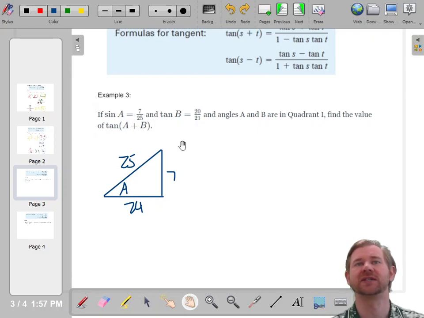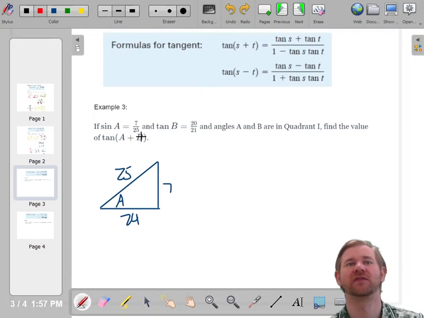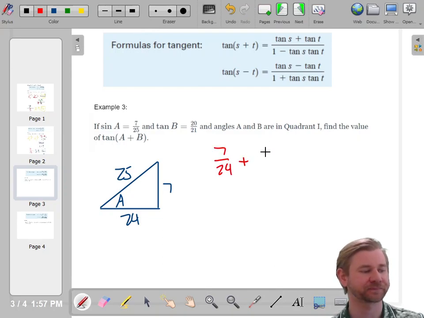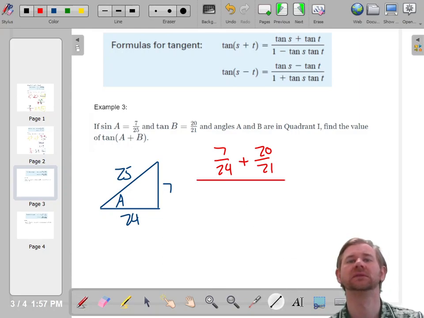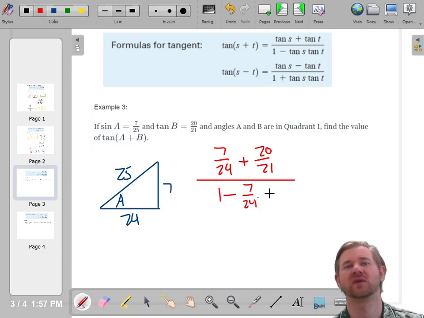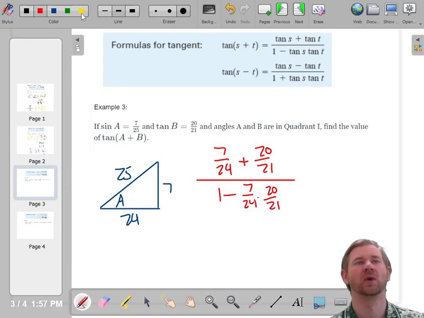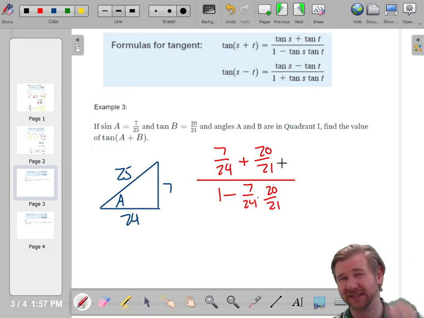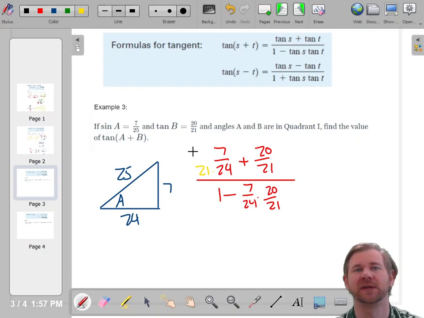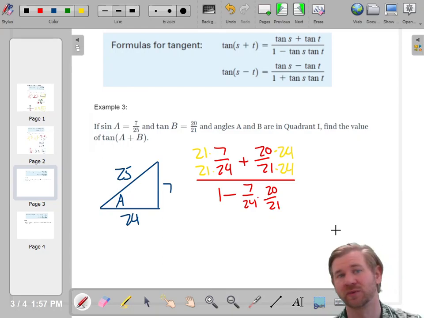I'm going to use the tangent sum formula. So the tangent of the first angle is 7 over 24, and then it's plus 20 over 21. They gave it to us. 20 over 21 is the tangent of the second angle over, and remember, the signs are always opposite, 1 minus 7 over 24 times 20 over 21. We're going to get a common denominator. You could get, they have a 3 in common. So we could not necessarily multiply them together, but just because I'm trying to do it the same way every time, I'm just going to multiply them together. I don't care if it's the least common denominator. That's why I got a calculator.